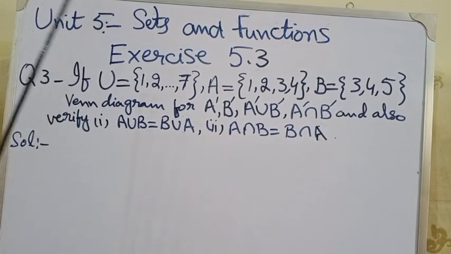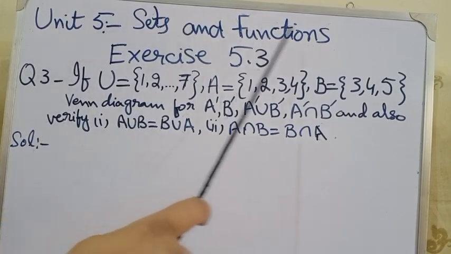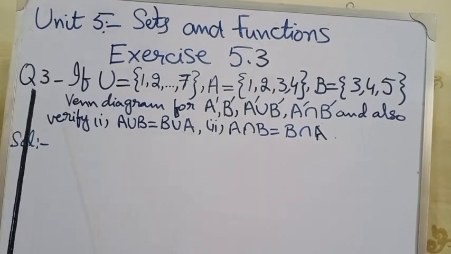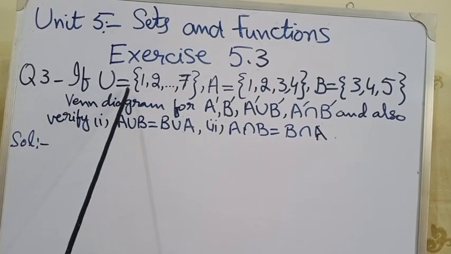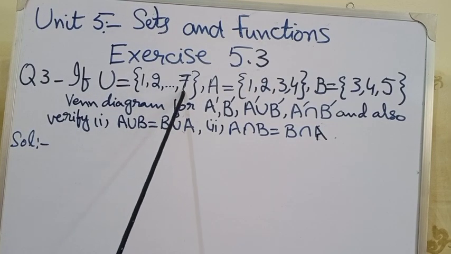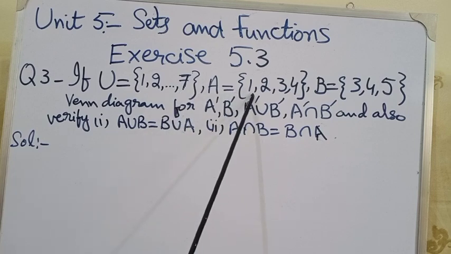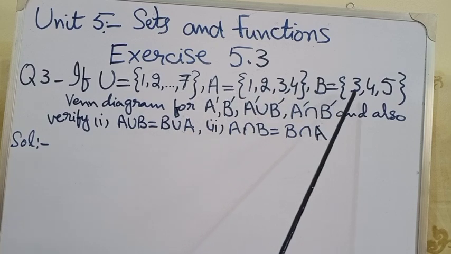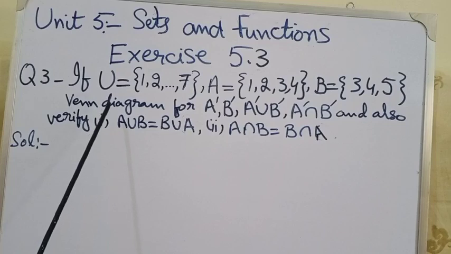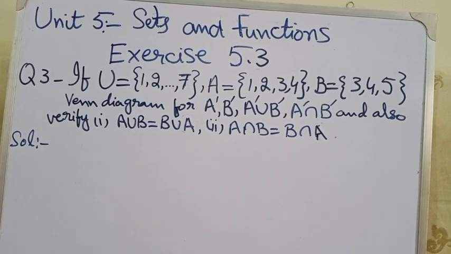Mathematics for class 10, unit number 5, sets and functions, exercise 5.3. Question number 3: if the universal set is equal to {1, 2, 3, up to 7}, set A is equal to {1, 2, 3, 4} and set B is equal to {3, 4, 5}, then verify. We have this question in the book.